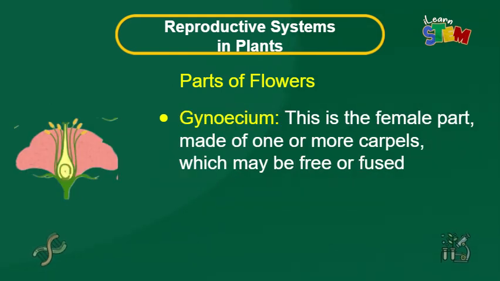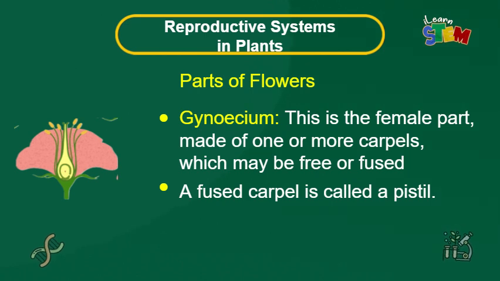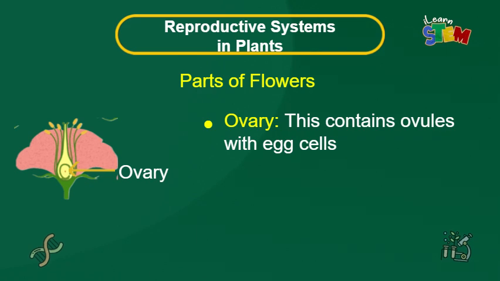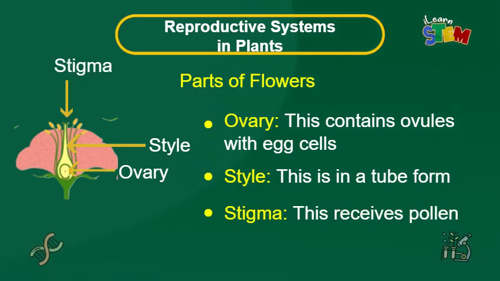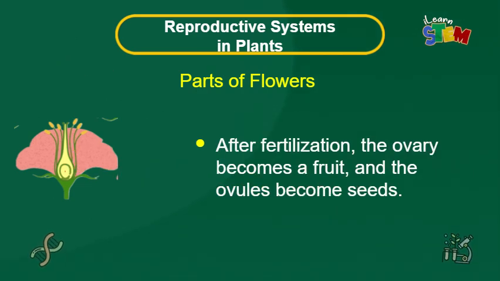4. Gynoecium. This is the female part, made of 1 or more carpels, which may be free or fused. A fused carpel is called a pistil. It has 1. Ovary. This contains ovules with egg cells. 2. Style. This is in a tube form. 3. Stigma. This receives pollen. After fertilization, the ovary becomes a fruit, and the ovules become seeds.